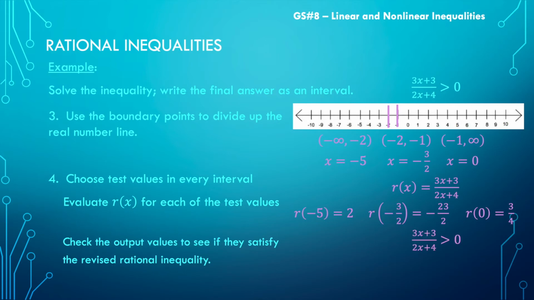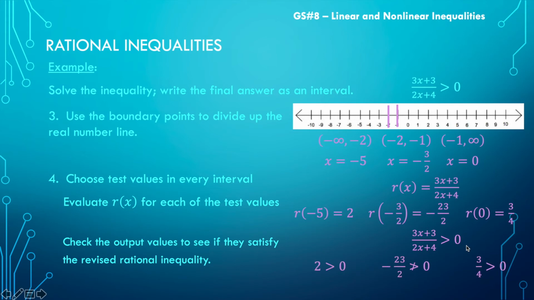So I want to check and see which of those output values is actually greater than 0. And if I sub in a negative 5, I have that 2 out. That is indeed greater than 0. So this is a good interval. This one, not so much, because negative 23 halves is not greater than 0. And then last, that positive 3/4 is greater than 0. So that interval will work as well.